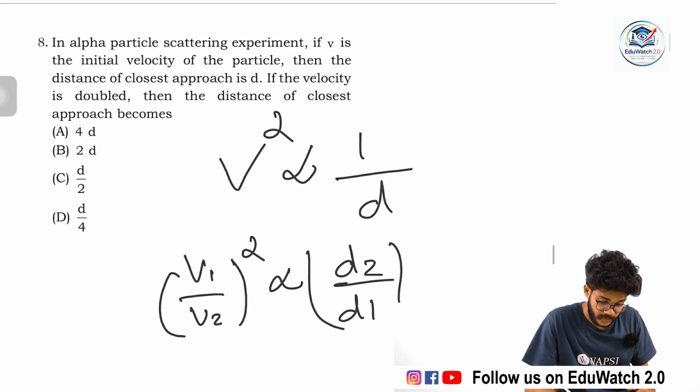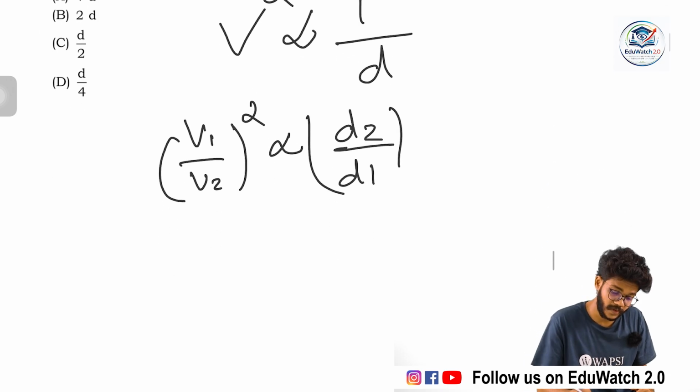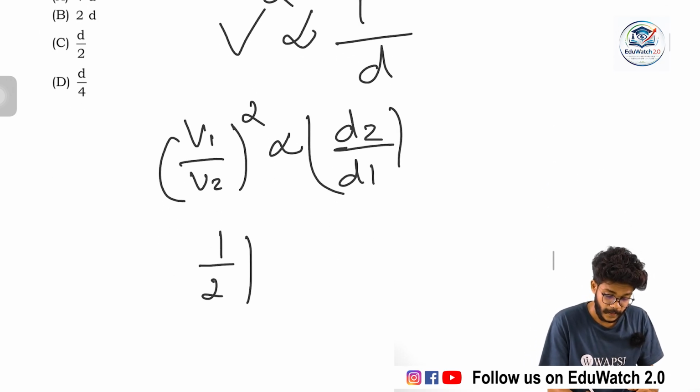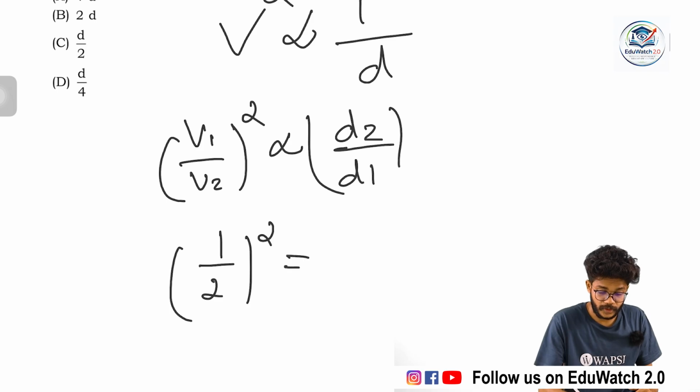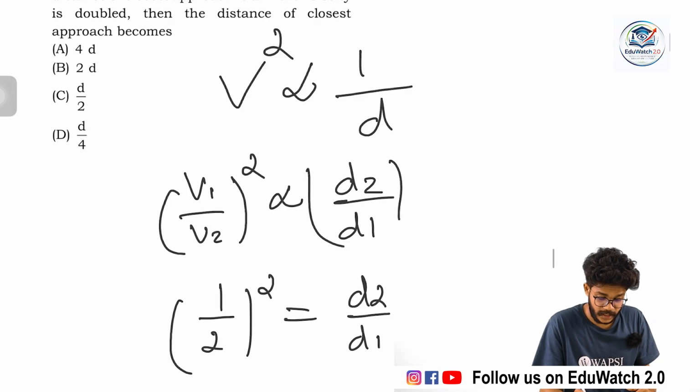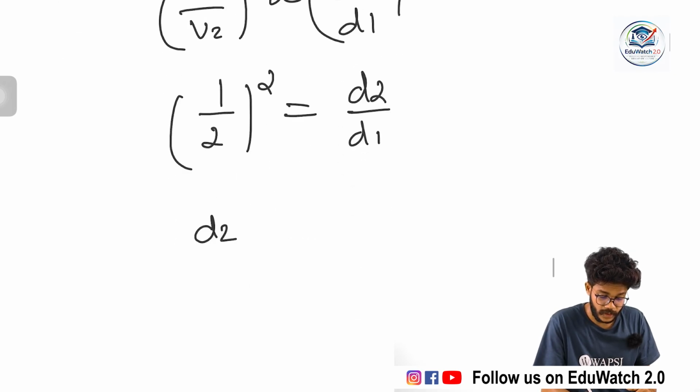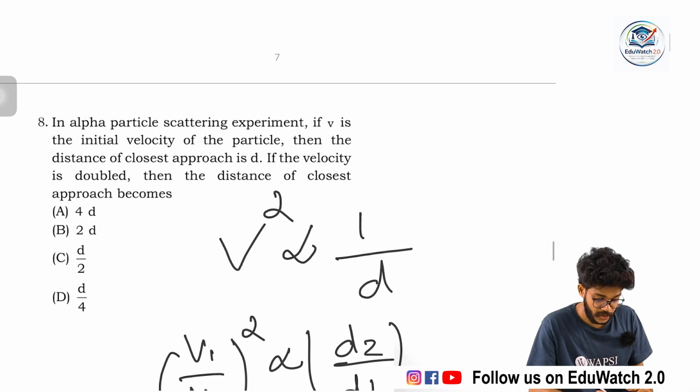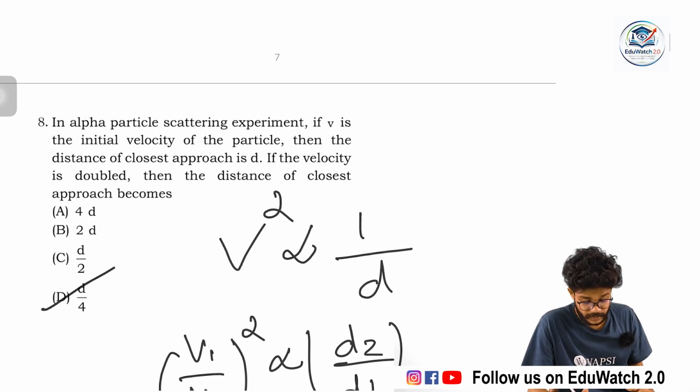What happens if the velocity is doubled? So v2 is 2v1, so 1 by 2 whole square is equal to d2 by d1. And d1 is d, so d2 is equal to d by 4. Option D is the correct answer.